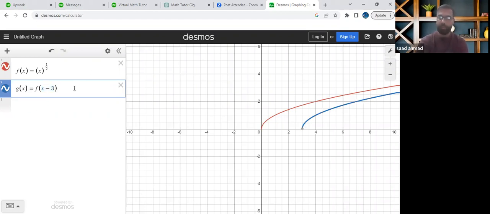Let's say I want to move it 2 units up. So I need to add 2 outside. You see, it moved 3 right, 2 up.